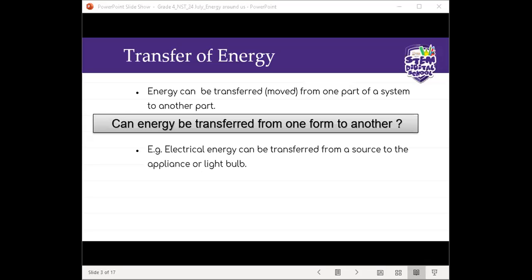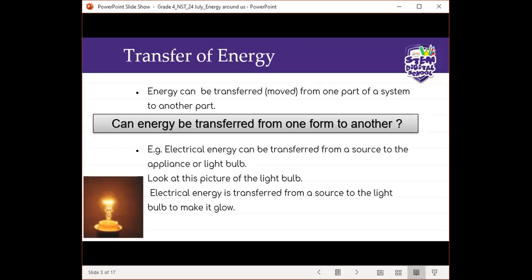Okay. We said that electrical energy can be transferred from its source to either an appliance or a light bulb that utilizes electricity. And we also had an example here of the light bulb. We said that electrical energy is transferred from a source to the light bulb in order to make it glow. So it gives us a useful form of energy. Okay, Menendla, I see your hand. I will attend to you soon.